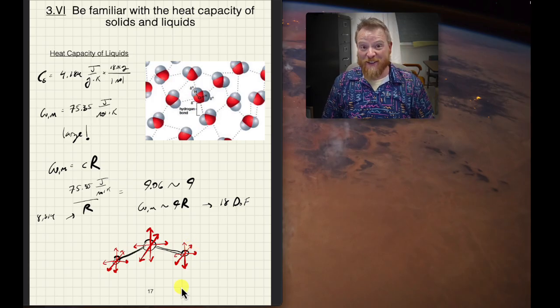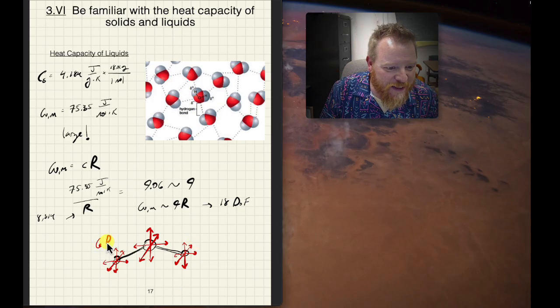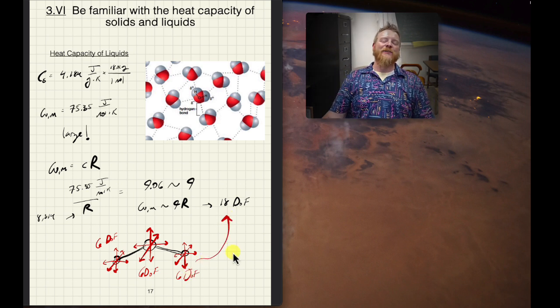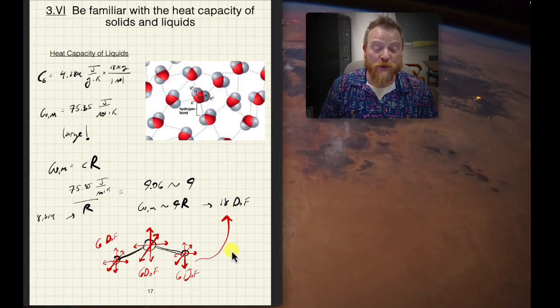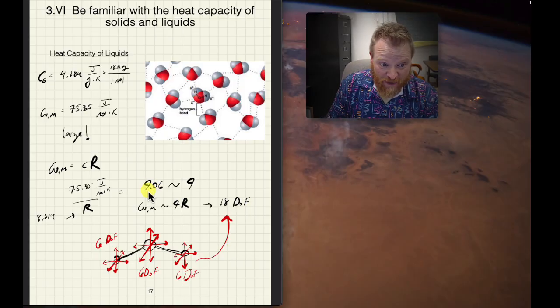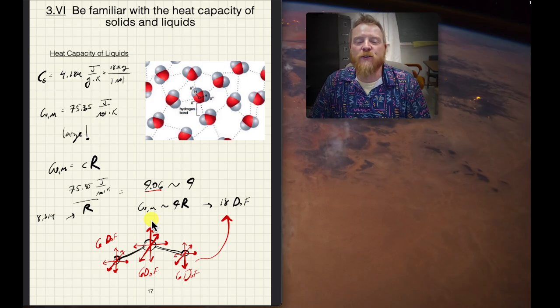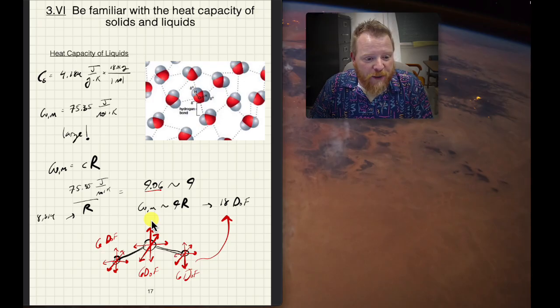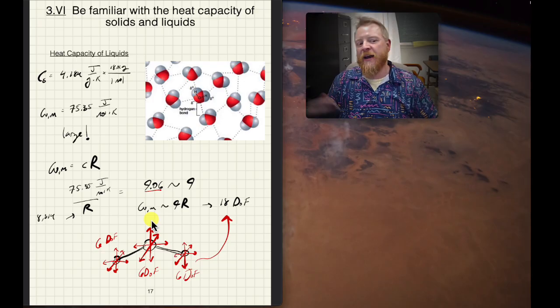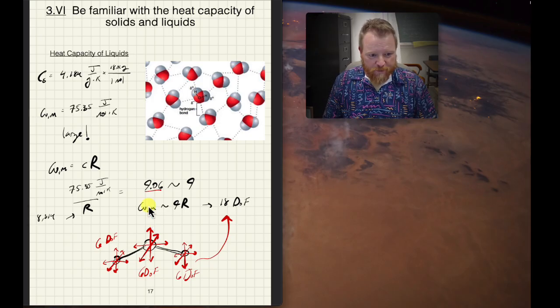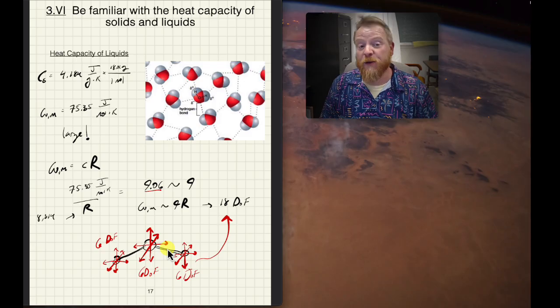Maybe you've already arrived at this, right? 6 DOF per atom, and there's 3 atoms. 6 times 3, you guessed it, 18 degrees of freedom. This is really cool. So it's not exactly this, right? We calculated that the measured value is 9.06, but it's really damn close. This only works with very small molecules. Some of you might be thinking of a protein that might have thousands of degrees of freedom. So it kind of falls off at a certain point, but works really well with a molecule like water.